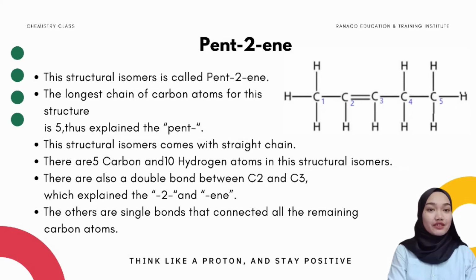Now, the second isomer is called pent-2-ene. The longest chain of carbon atoms for the structure is 5, thus explaining the pent. This structural isomer has a straight chain. There are 5 carbon and 10 hydrogen atoms in the structural isomer. There is also a double bond between C2 and C3, which explains the 2 and "ene". The others are single bonds that connect all the remaining carbon atoms.